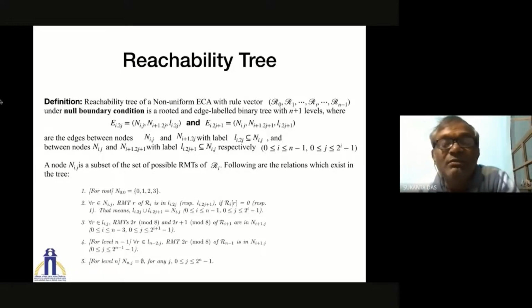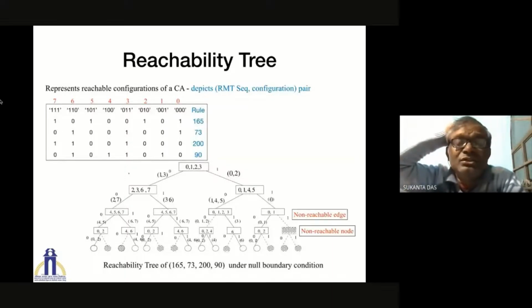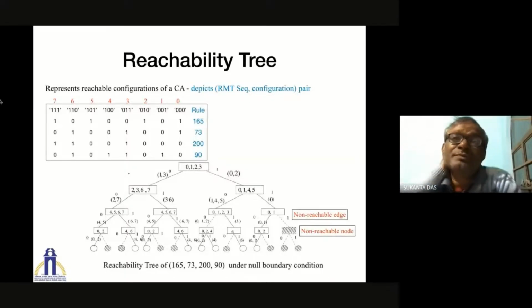And point number 5 is saying that leaves are empty. So what I've described to you is written more formally. As I've said, it seems very complicated, but it's not so complicated. So this is our tree, which I can get when a rule vector is given and the boundary condition is specified. That's all. I have explained the construction of the tree.